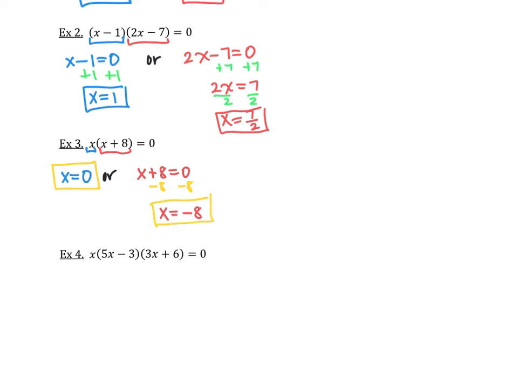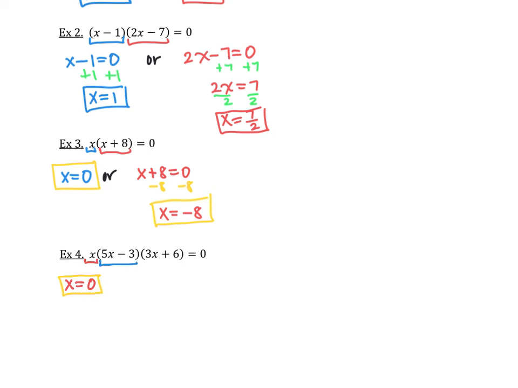Okay, one more example. For the last example, it says x times 5x minus 3 times 3x plus 6 is equal to 0. So these are all multiplied, so they're factors. And it is equal to 0, so the zero product property applies. There just happens to be three factors, which is actually going to give me three answers. So first I have this little guy here. This tells me that x equals 0, which is great because it's already solved for me.